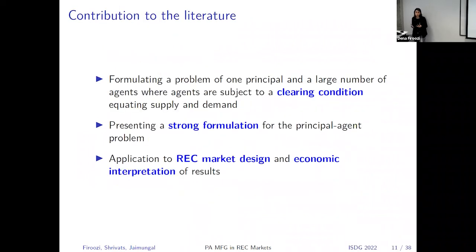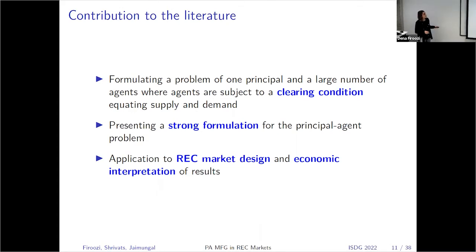Now, what is our contribution with respect to the literature? This work makes both theoretical and economic contributions. On the theory side, we formulate a problem of one principal and a large number of agents, where agents are subject to a clearing condition. Adding this clearing condition, which sets supply and demand equal, adds some complexity to the formulation of our problem, such that we are not able to use the principal-agent mean-field game paper that I explained. So this is one of the contributions.